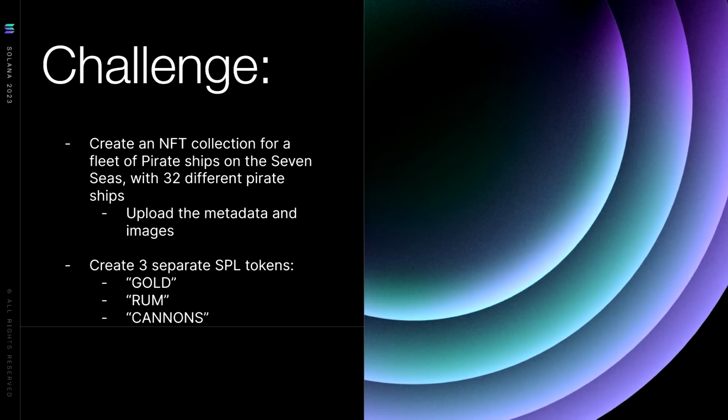Mint it with, I don't know, like 32 different pirate ships. Use different images. Try to play around with IPFS and Arweave storage. And if you look through the code in this repo, there are some example links and document references for more information on those. And then create an additional 3 SPL tokens for gold, rum, and cannons.